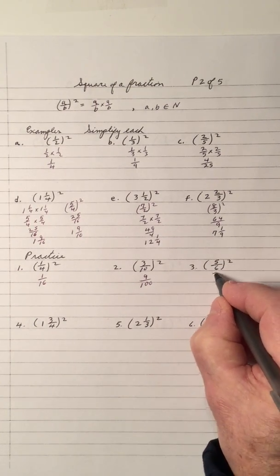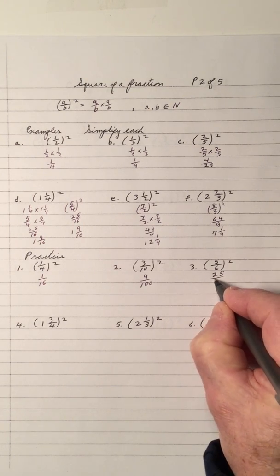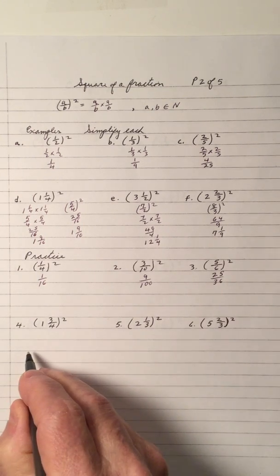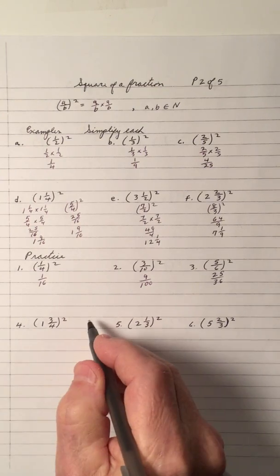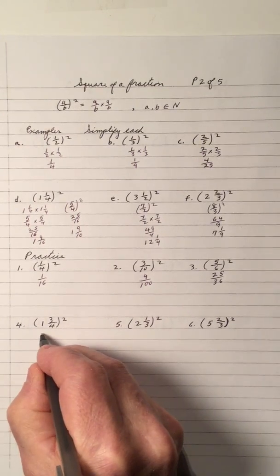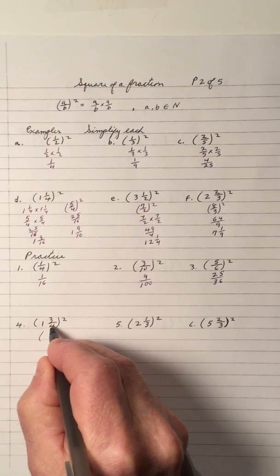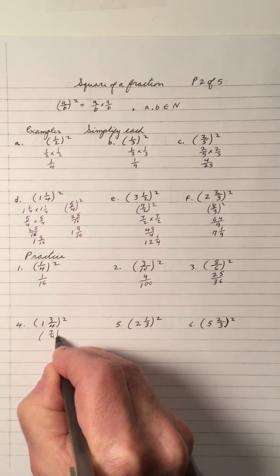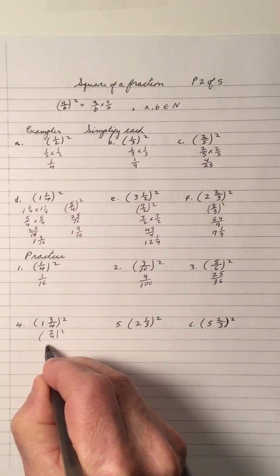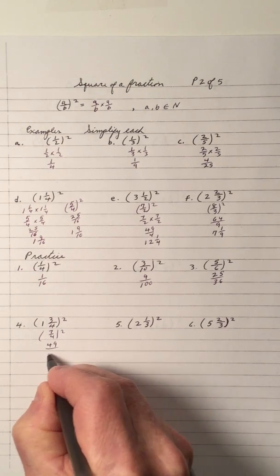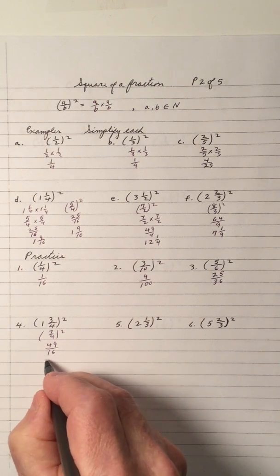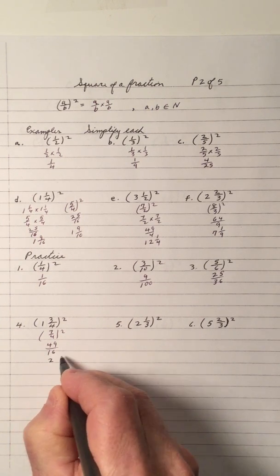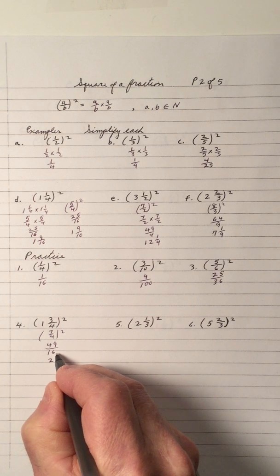5 squared is 5 times 5 is 25. 6 squared is 6 times 6 is 36. Again, it's easier to change because you're squaring, because you're multiplying by itself, we change this to an improper fraction. 1 times 4 plus 3 is 7 over 4 squared. 7 squared is 49. 4 squared is 16. 16 divided into 49 goes 2. So that gives you 32.